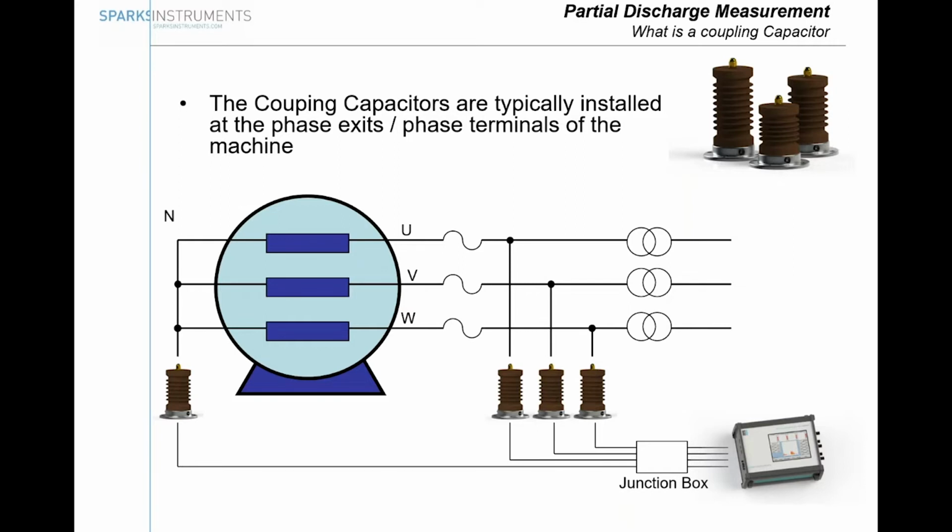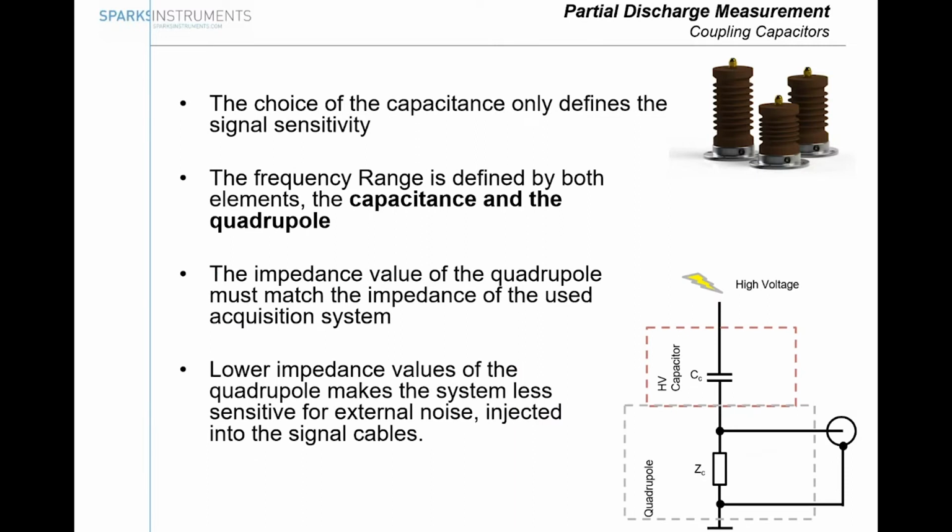So typically coupling capacitors are installed directly at the phase exits. That's the most common way. In hydro generators, some of the vendors install coupling capacitors inside the winding, and some partial discharge monitoring system suppliers install multiple couplers as they use them, for example, for noise separation.